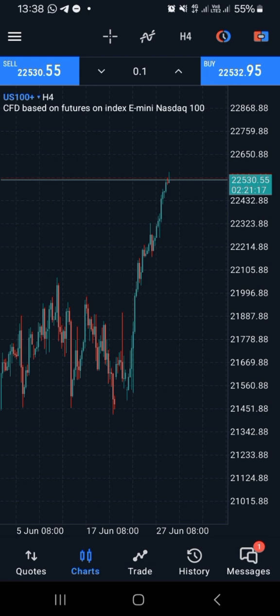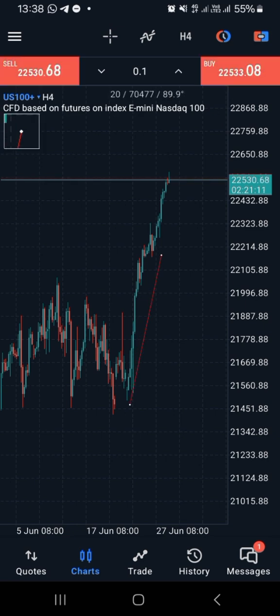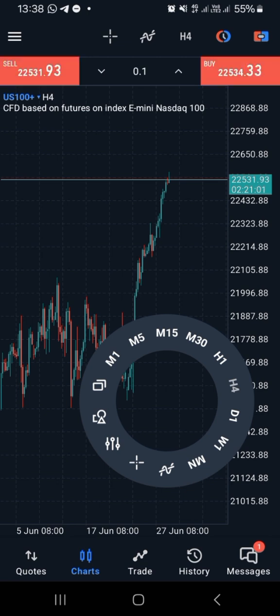Once we have been able to establish the trend of the market, like in this case now, we can clearly see that the market is trending to the upside. So once I understand my trend, my moving averages, let me add them.